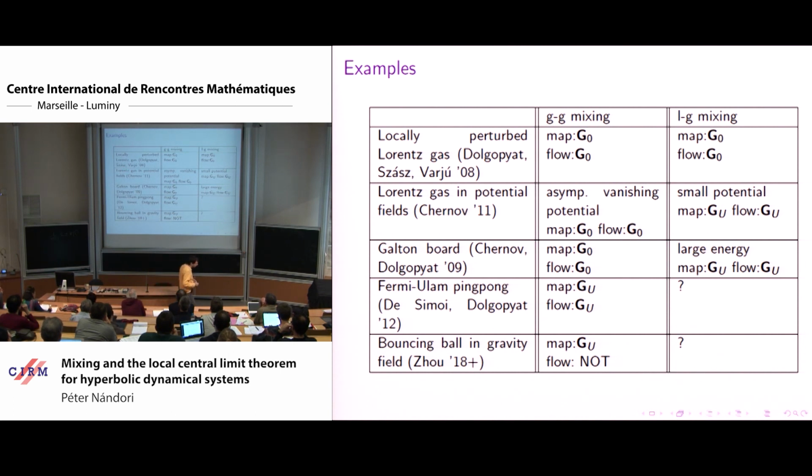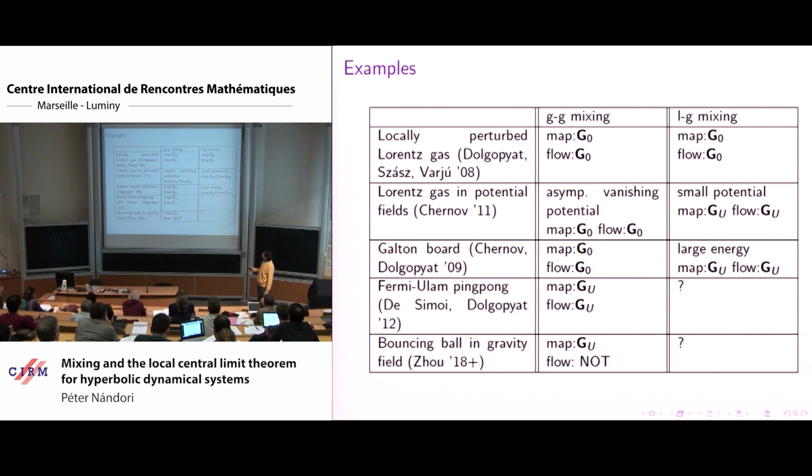So what happens in case of potential fields? Well, the potential field means that the motion of the particle on a Sinai billiard table or a periodic Lorentz gas is subject to an extra potential. And if the potential is asymptotically vanishing, what I mean by that is the C3 norm of the potential goes to 0 as the spatial coordinate goes to infinity, then you have global mixing. And in case the potential is small everywhere, not just at infinity, then you also have local global mixing. Okay, so there is a big difference between these two statements. One of them requires that the potential is small at infinity. The other one requires that the potential is small everywhere.